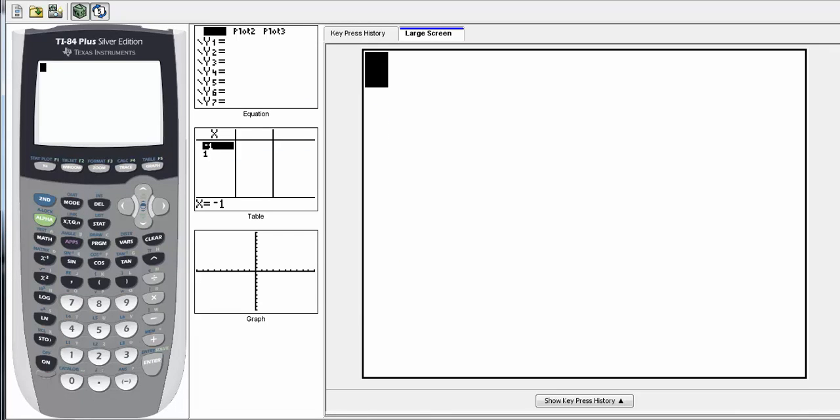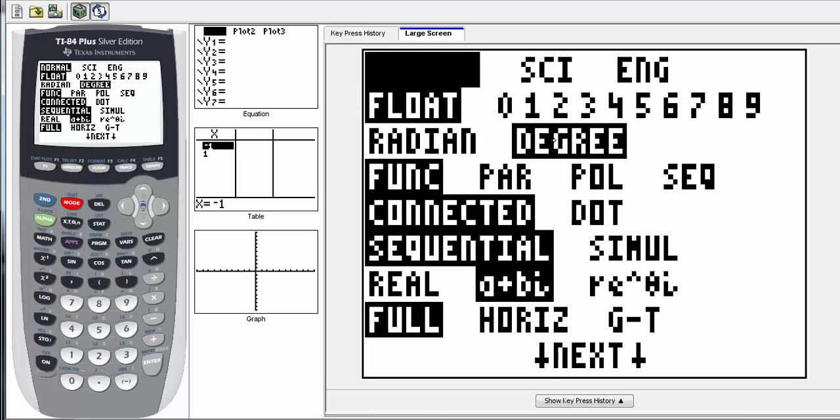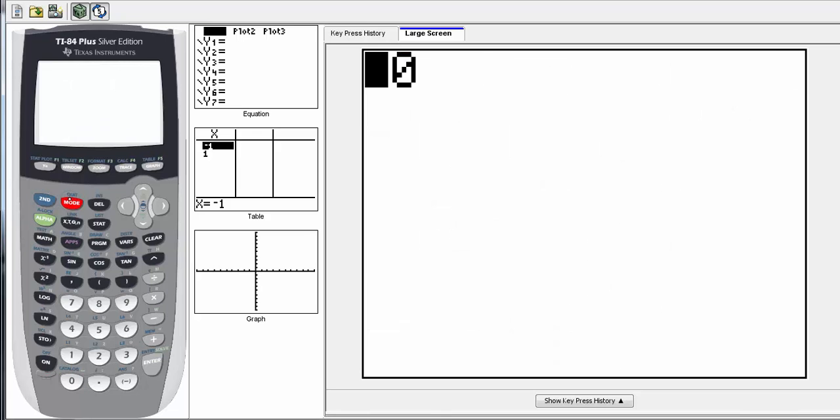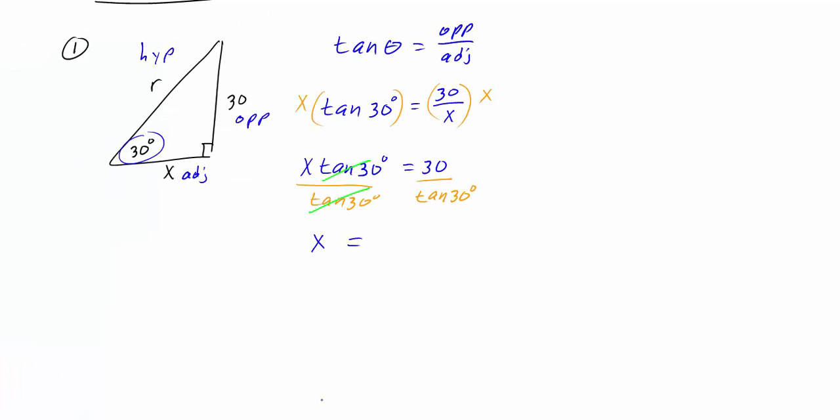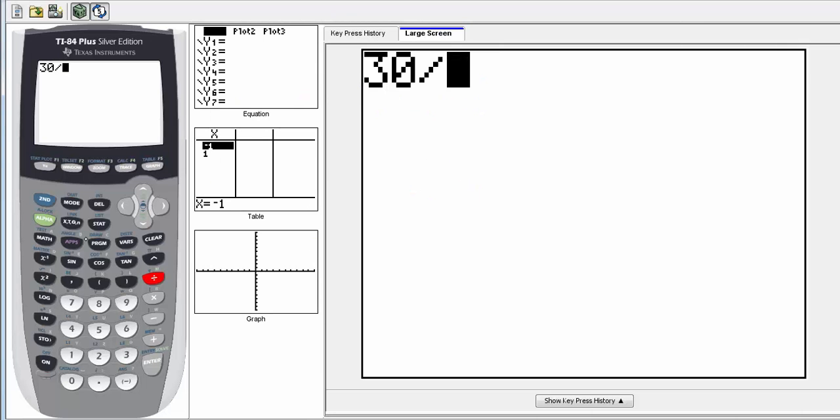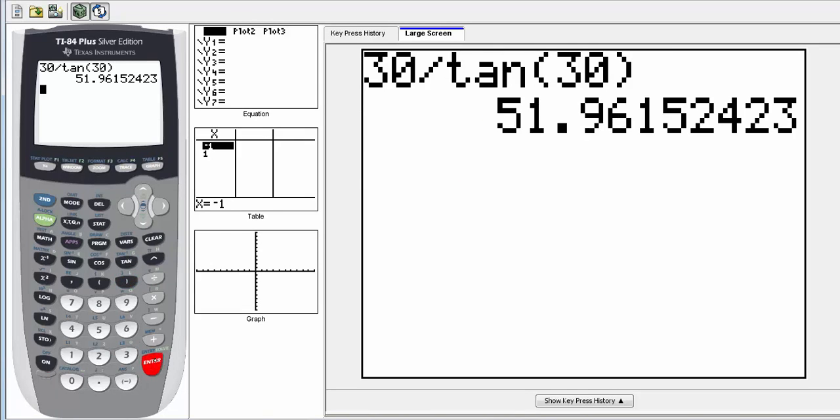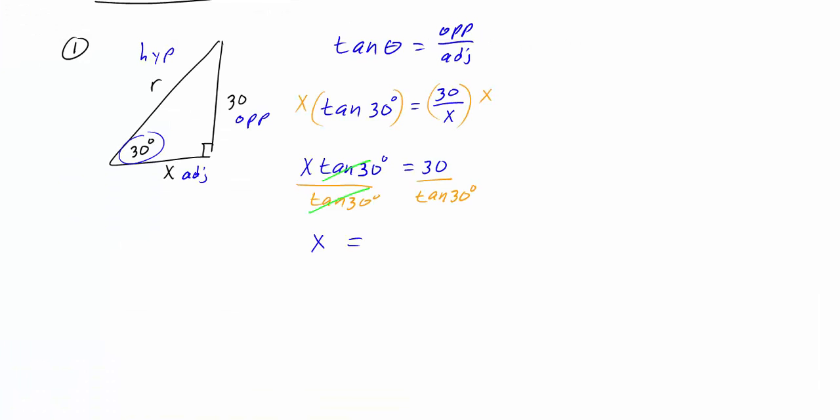We would type in 30, and make sure you go to your mode. It is in degree mode. Okay, so then we would take 30 divided by, and we said here that's the tangent of 30, and we get 51.96. So I'm just going to round that up and make it 52. So x is equal to 52.